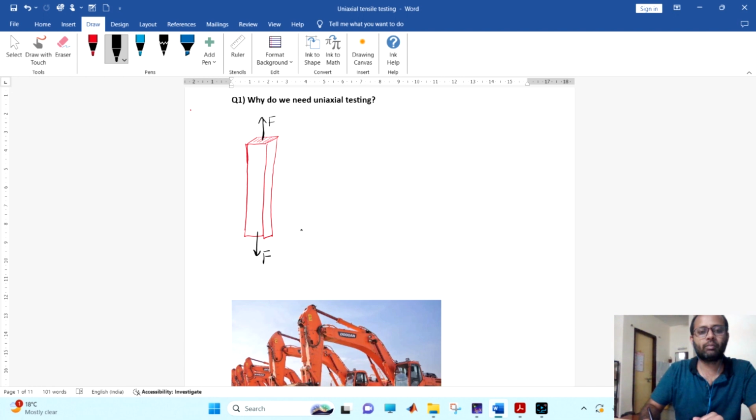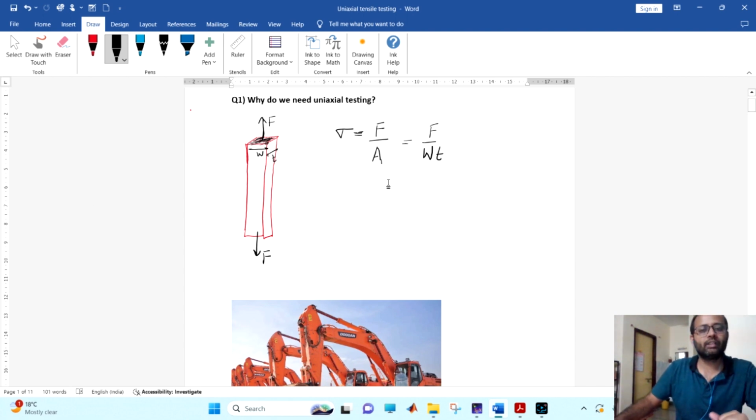So here, when we are applying the force and this is the cross-sectional area, we know the stress is equal to force divided by cross-sectional area. This is the cross-section, which I am showing again. This is the width, W or B, and this is the thickness T. So this area will be width times thickness.